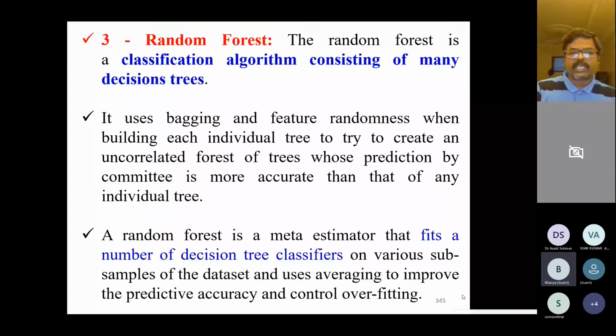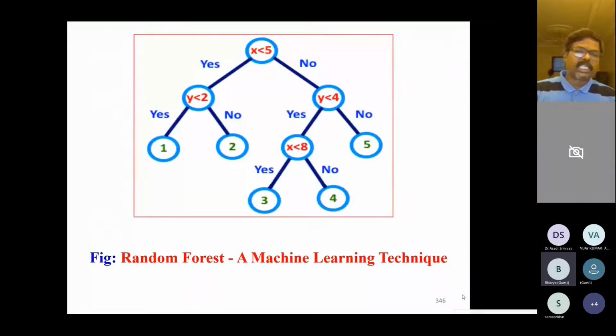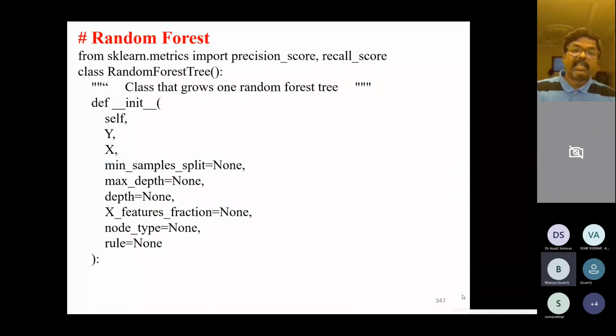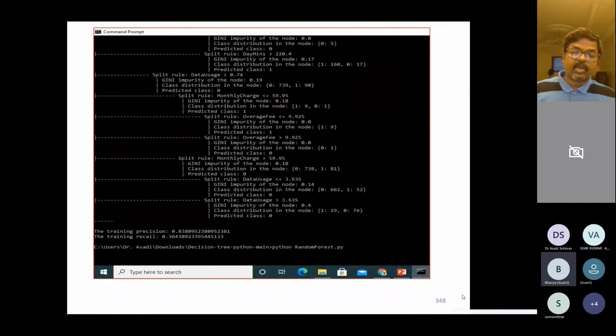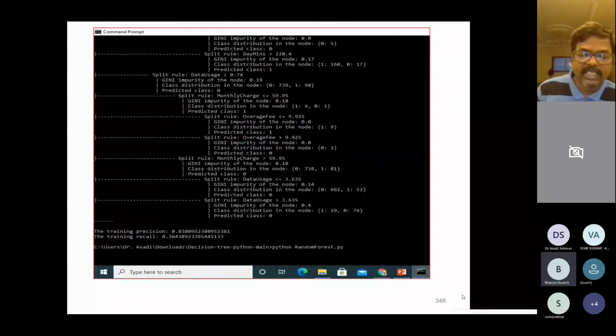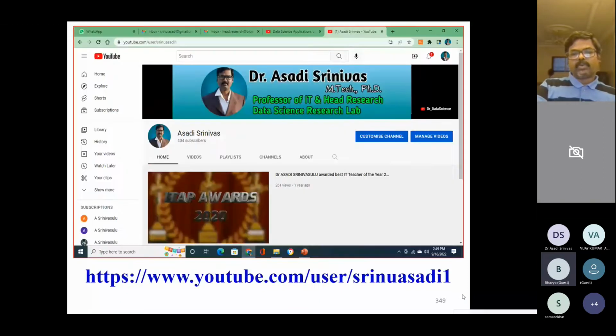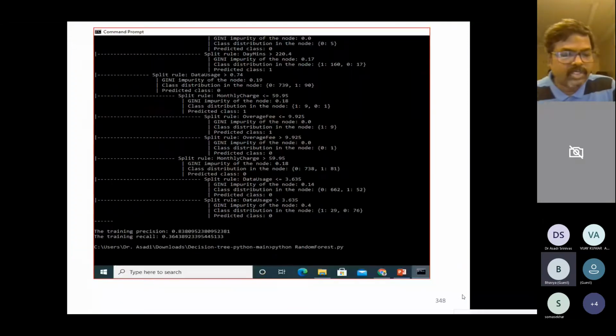Random forest also I am going to show you. It is also one of the classification techniques, and it gives a larger number of decision trees, like various decision trees. In order to find which decision tree gives good accuracy, we are using that as a random forest algorithm. So now I am going to demonstrate. Please see here.